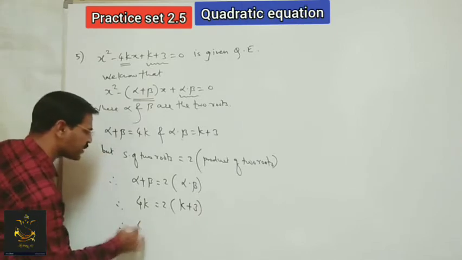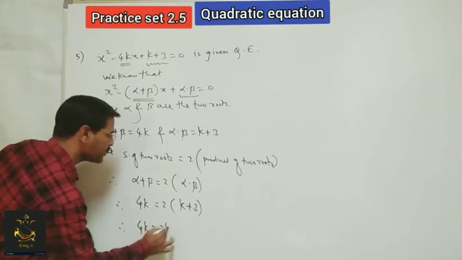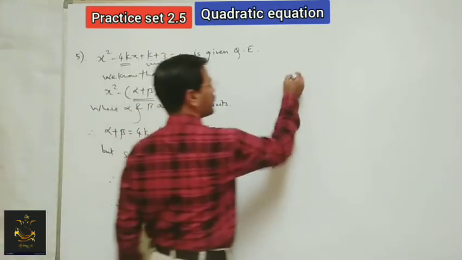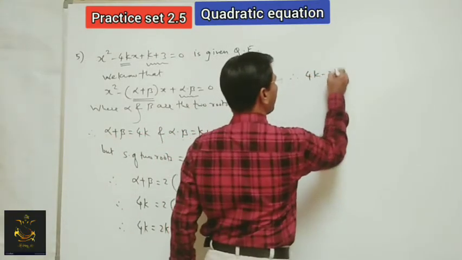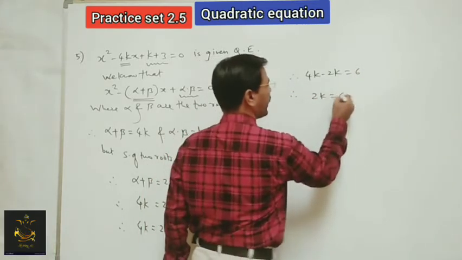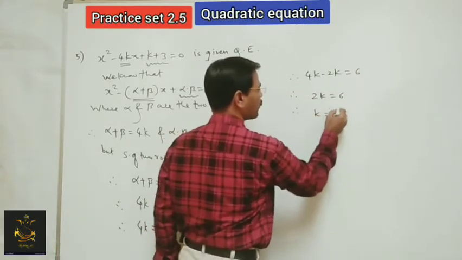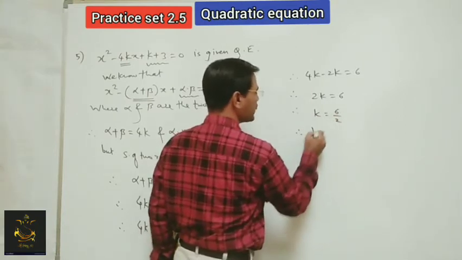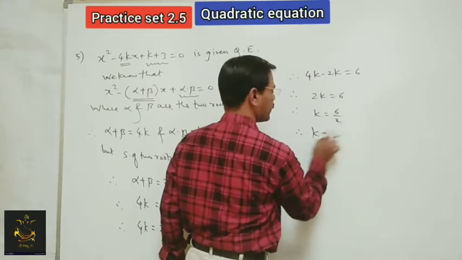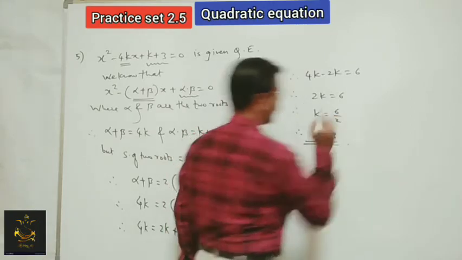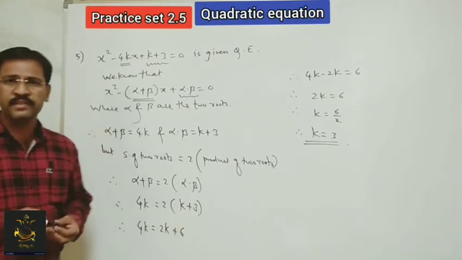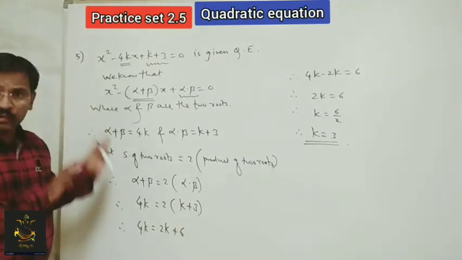Only by simplification. This is 4k. Here it is 2k plus 2 threes are 6. Now straightway by simplification, what will you get here? 4k minus 2k is equal to 6. Therefore 2k equal to 6. Therefore k is equal to 6 by 2. Hence k is equal to 3 here. Okay? See, this is a very simple example. We need only to find the value of k. Understand, friends? Is there any doubt here?